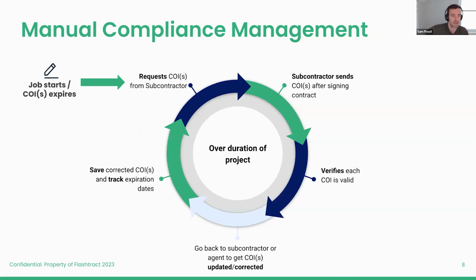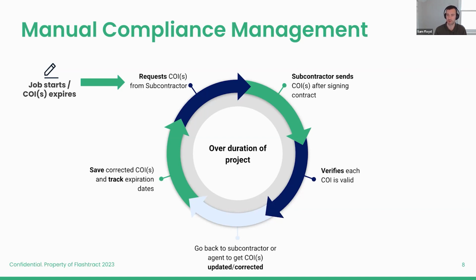So what does that lead to? How do GCs that we work with track compliance today? What we've seen is it's a very manual process, and I'm sure many of you have experienced this. As a job starts, as a contract is awarded, the first step is requesting that certificate of insurance from a subcontractor. That might be 4 different COIs and a W-9 and a business license. It might be 6 or 7, it just depends on the project. Requesting those COIs and waiting for them to be submitted back to you is oftentimes a very long and very tedious process.